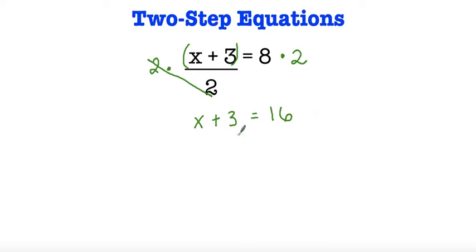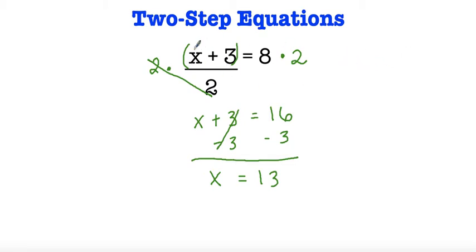And now all we have to do is get x by itself. So in order to do so, we're going to subtract 3 on both sides. And so the positive and the negative 3 cancel out and equal 0. So x is equal to 16 minus 3, which is 13. And that's it. And if we go back to check our work, all we would have to do is substitute.